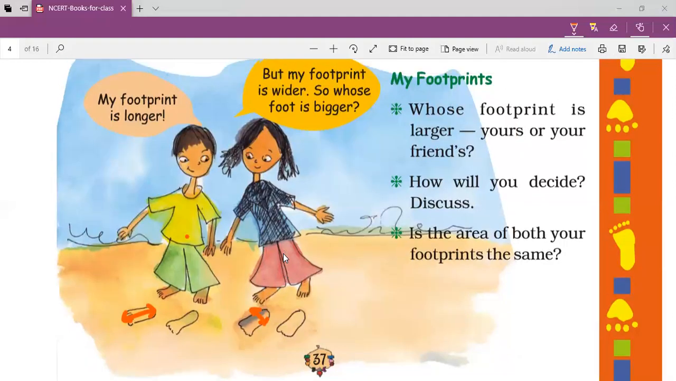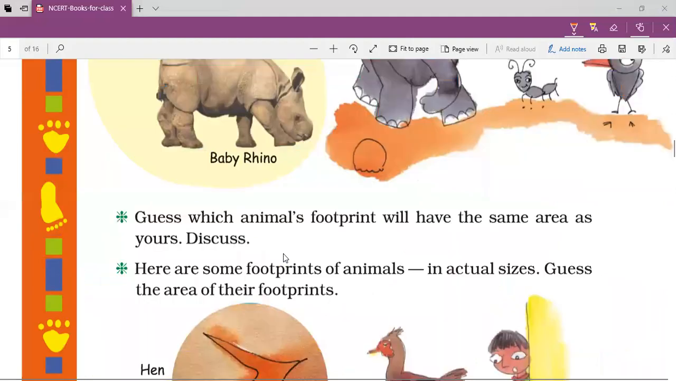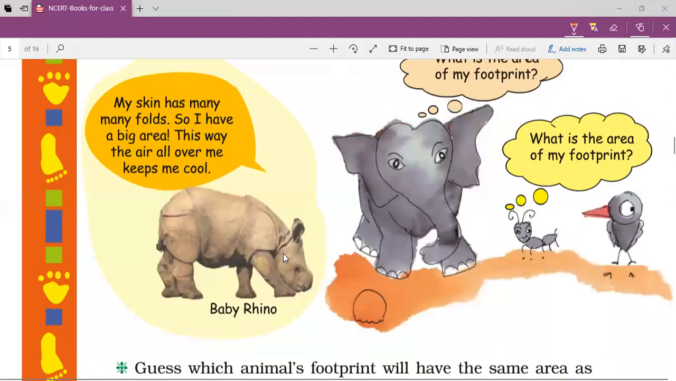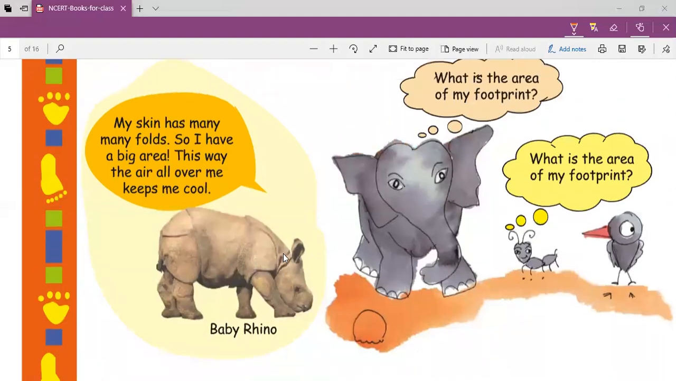Whatever these activities are, you have to do them on your own. If some day we come to school, we will do this activity in our school, but right now you have to do it on your own. I'm just giving you guidance on how to do it and how to find the answers from that activity. Okay, next. Now we have seen our footprint activities. Now here we are going to see the animals' footprints.